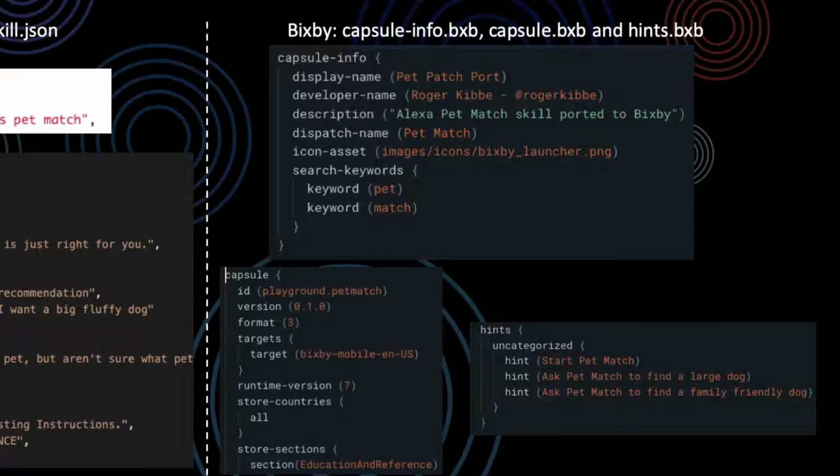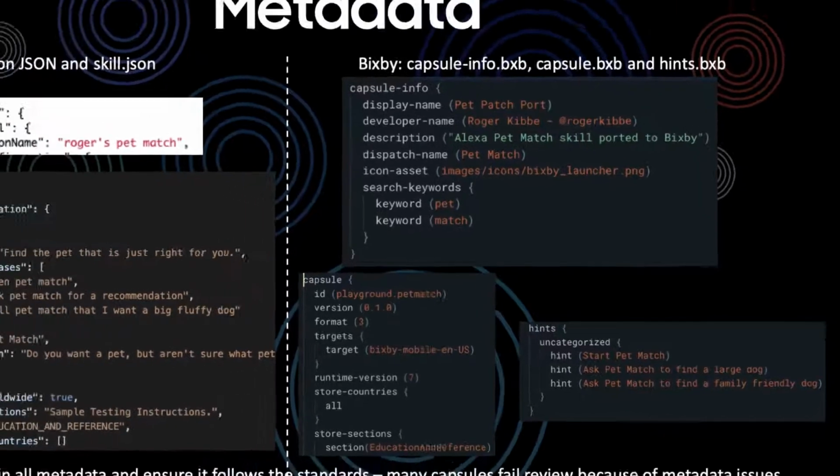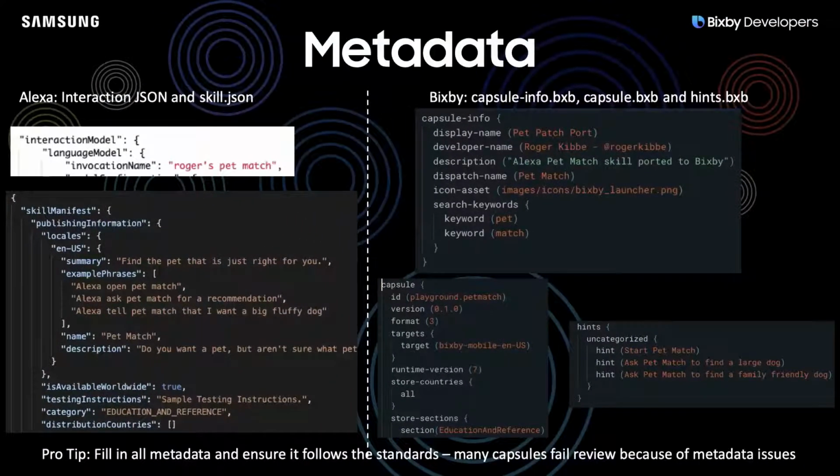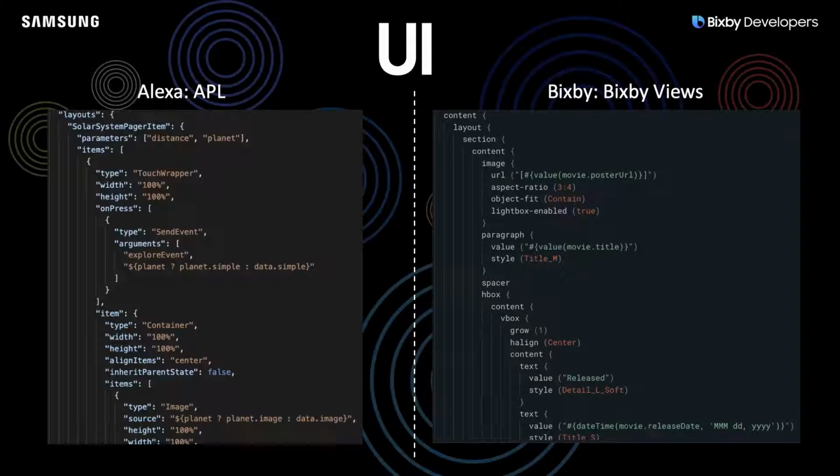capsule.bxb, some technical configuration, importing library capsules, etc. in there. And then there's a hints.bxb, which the equivalent of a hint is an example phrase for Alexa. So that's the metadata. Let's talk about UI.